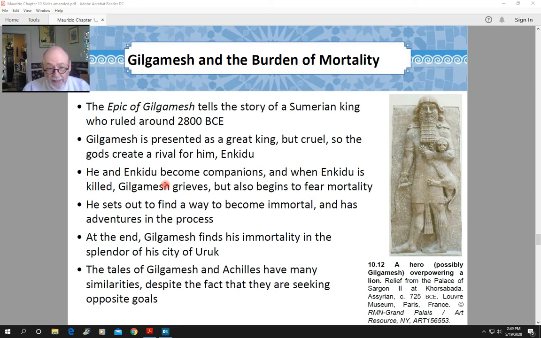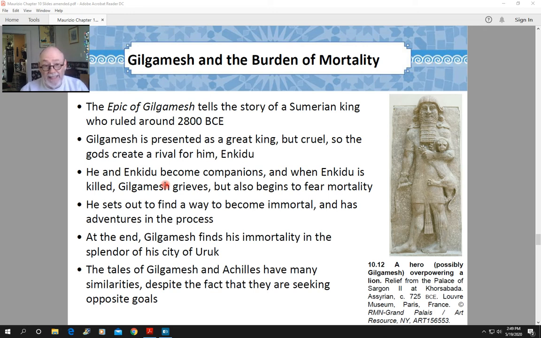Gilgamesh is determined that he's going to find a way to get immortality. And in chapter 12, we'll see the part where he travels to Utnapishtim, the immortal man who survived the flood, the same story that we get with Noah. Utnapishtim survives in the Epic of Gilgamesh, and he is made immortal.